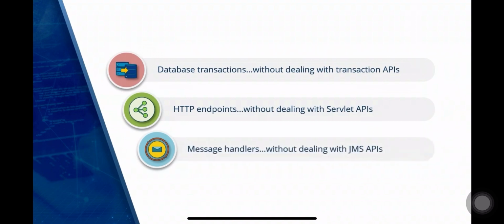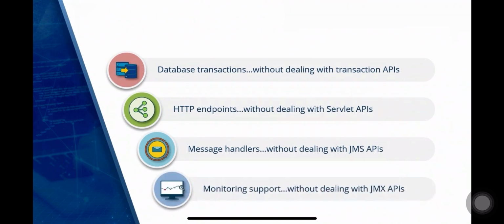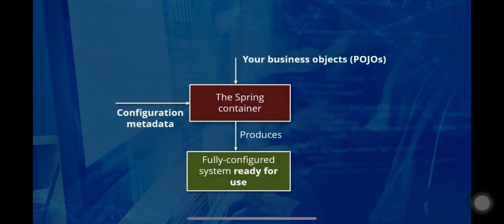Spring allows you to configure message handlers which can send messages between the components of your application, and you don't have to deal with the Java messaging service APIs directly. And finally, when you work with the Spring framework, you get monitoring support without dealing directly with JMX APIs. So as you can see, Spring allows you to harness the functionality provided in its different modules in a straightforward manner. Here is a big picture view of how exactly the Spring framework works.